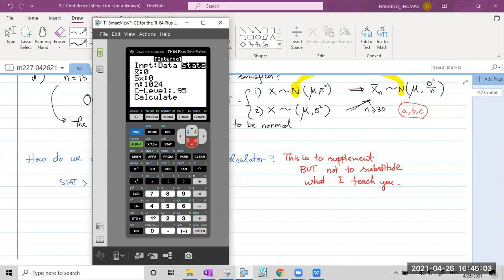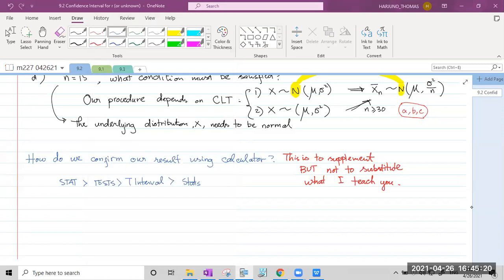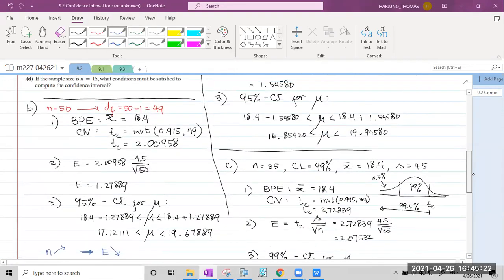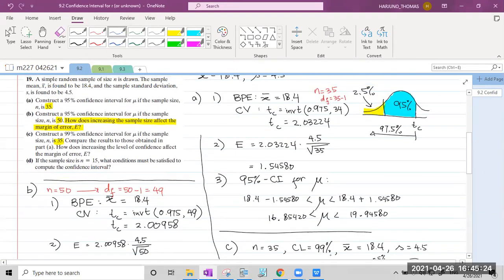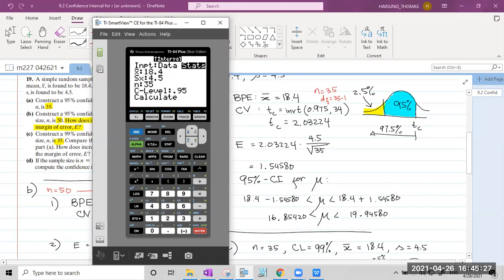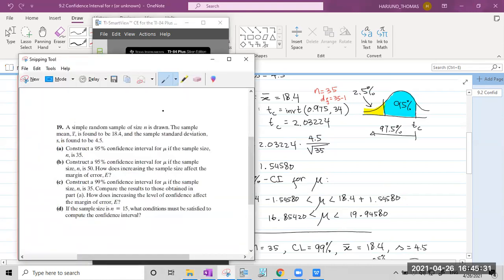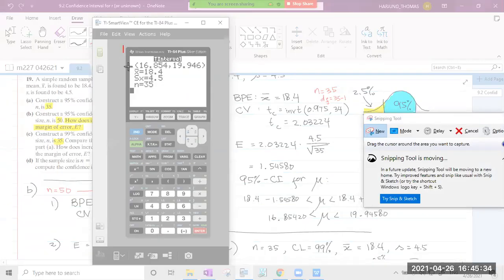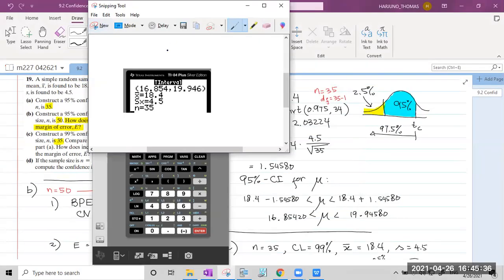Let's pick question part A, where the sample mean is 18.4, sample standard deviation 4.5, sample size 35, and confidence level is 95%. Is it right? 95%? Let me check. For part A, yeah, 95%. Okay, and then calculate. Let's screenshot that so that we can put it next to each other and confirm.